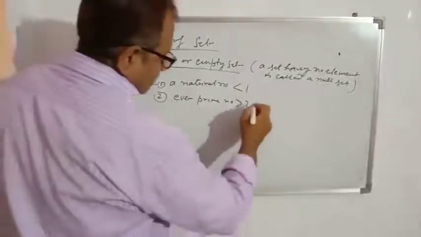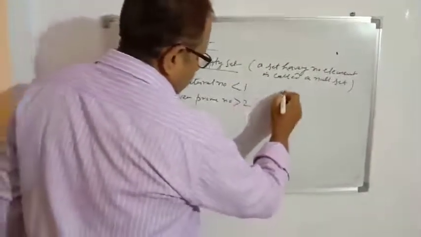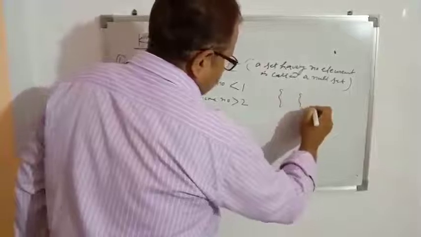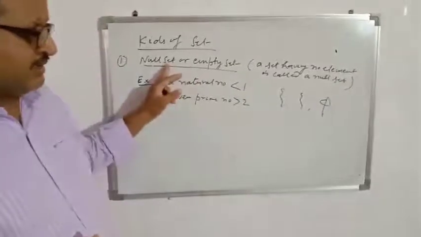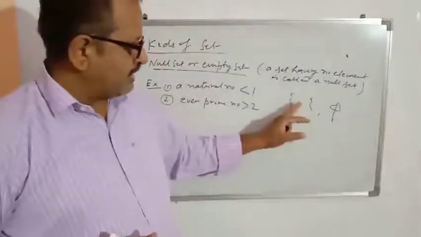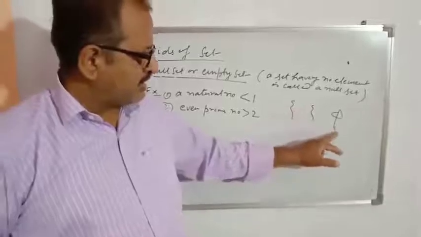Null set is represented by the symbol of empty curly brackets or phi. We use these two symbols for null set. Use curly bracket with no elements inside it, or the symbol phi.